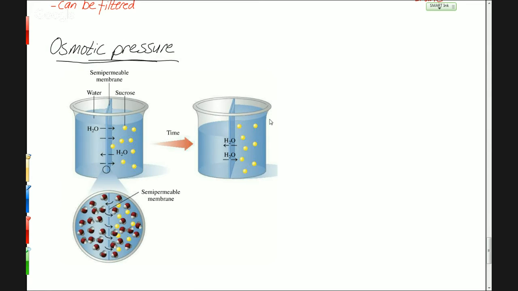But because you're actually pushing the water level up against the atmospheric pressure, that's really a pressure. It's pushing on that membrane and pushing that water level up against the atmospheric pressure. So that's what we call osmotic pressure. It's kind of like the individual pressure exerted on the membrane by the water molecules pushing through. So we call that osmotic pressure.